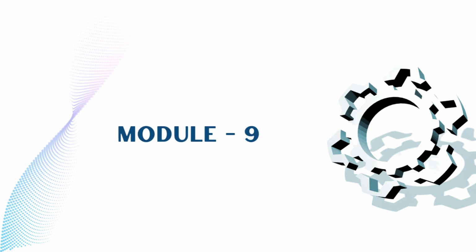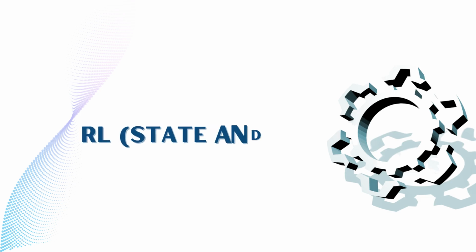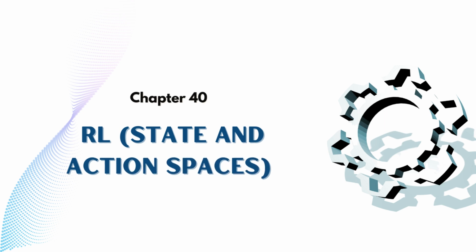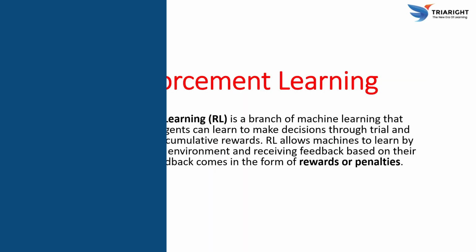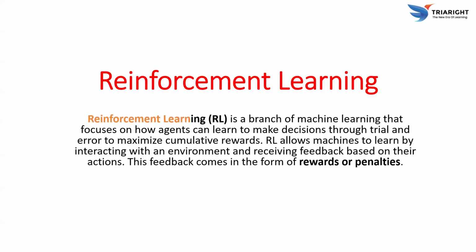In Module 9, today we're going to learn about reinforcement learning in machine learning. Okay, let's begin with a simple topic, and then we'll discuss states and actions. So, reinforcement learning. The reinforcement learning model is a branch of machine learning that focuses on how agents can learn to make decisions through trial and error to maximize the cumulative reward.